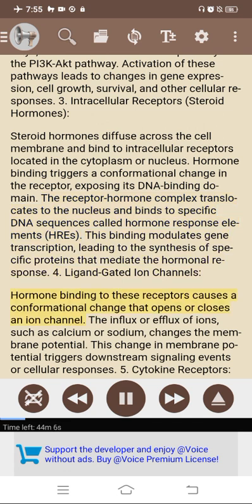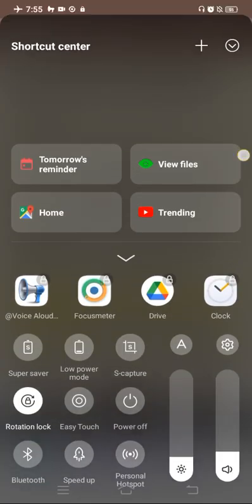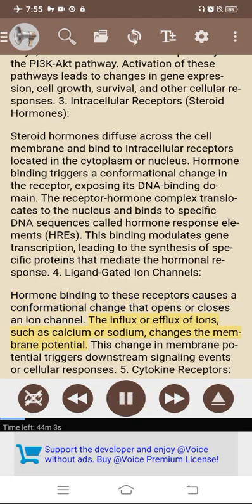4. Ligand-gated ion channels. Hormone binding to these receptors causes a conformational change that opens or closes an ion channel. The influx or efflux of ions, such as calcium or sodium, changes the membrane potential. This change in membrane potential triggers downstream signaling events or cellular responses.